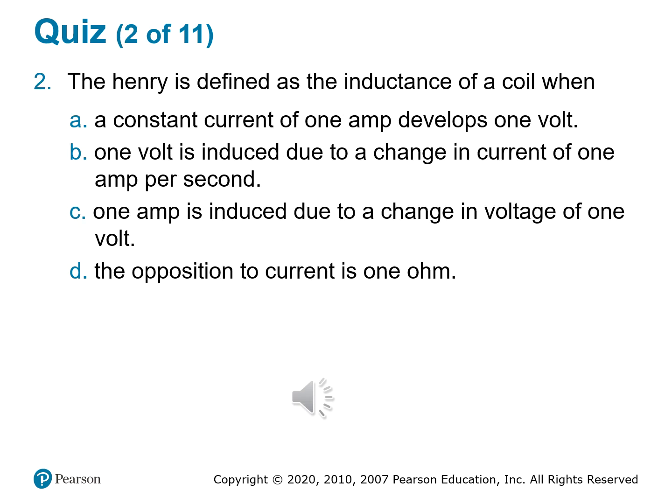Question number two. The Henry is defined as the inductance of a coil when: A, a constant current of 1 amp develops 1 volt; B, 1 volt is induced due to a change in current of 1 amp per second; C, 1 amp is induced due to a change in voltage of 1 volt; or D, the opposition to current is 1 ohm. Go ahead and pause the video. Okay, if you're back, the answer is B. 1 volt is induced due to a change in current of 1 amp per second.